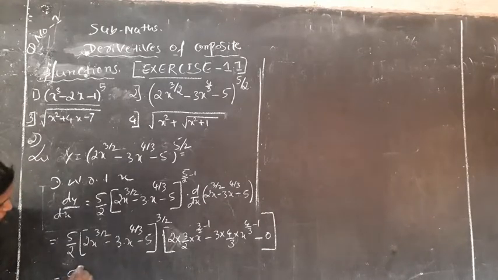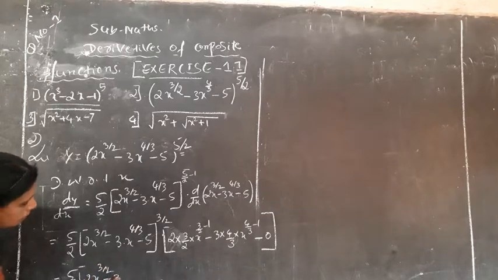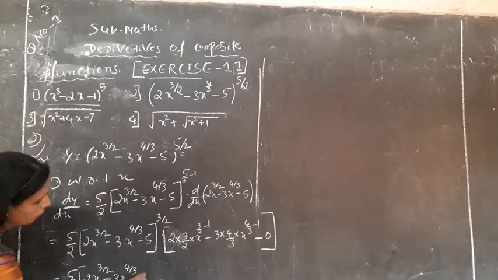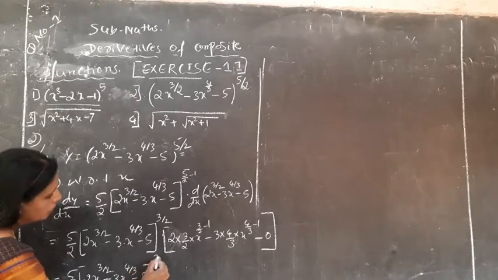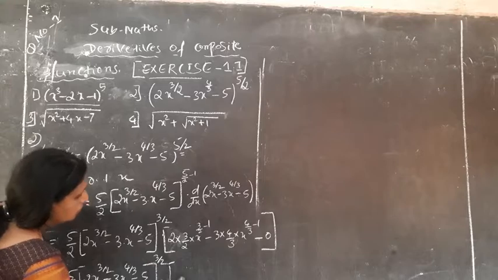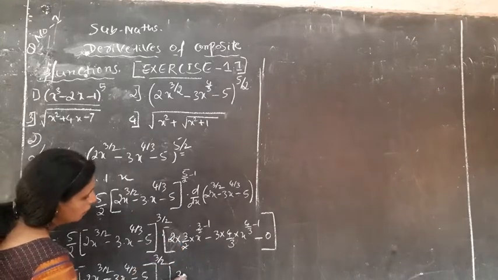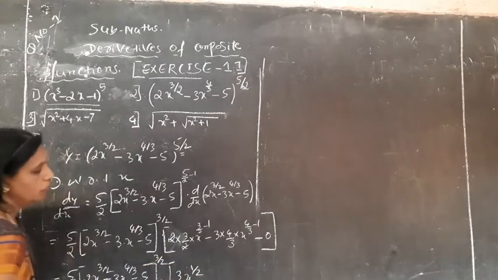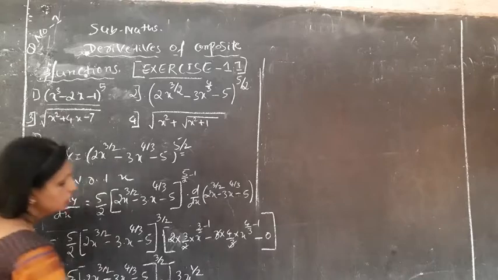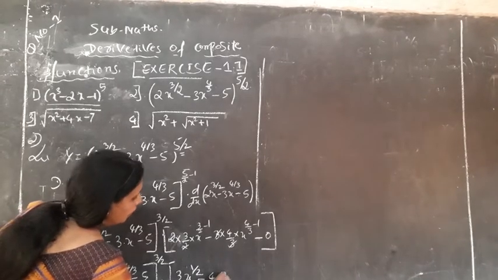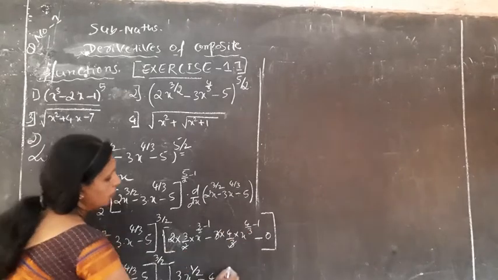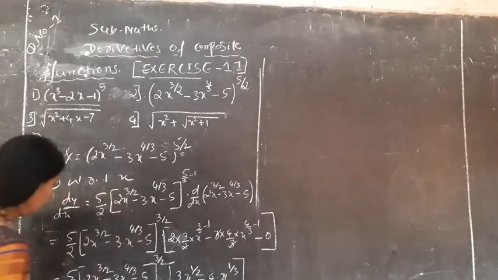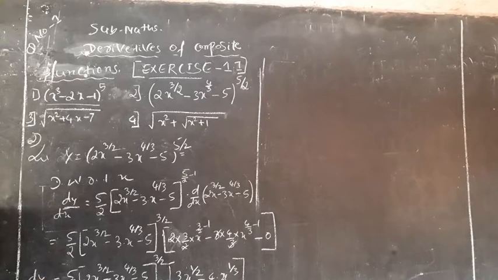Therefore we get 5 upon 2, 2x raised to 3 upon 2 minus 3x raised to 4 upon 3 minus 5 raised to 3 upon 2. See here, 2 cancels, we get 3x raised to 3 upon 2 minus 1, which gives 1 upon 2. Here also 3 cancels, we get minus 4x raised to 4 upon 3 minus 1, which gives 1 upon 3. This is the answer for the second example.